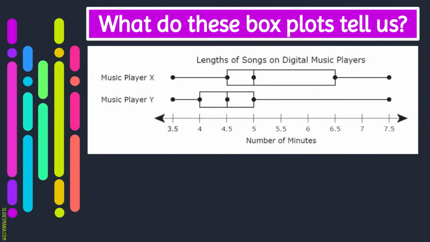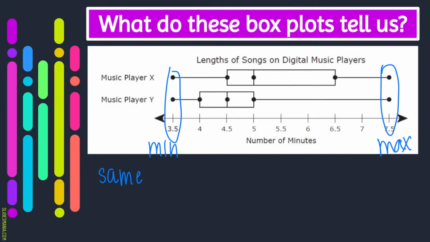So keeping with that thought that we did in our warm-up, what do these box plots tell us? I see that they both have the same minimum, and then they also have the same exact maximum. This tells me they were going to have the same exact range. And their range goes from 7.5 to 3.5, which means their range is 4. They have different medians. Here's the median here, it's 5. And the median for music player Y is 4.5.